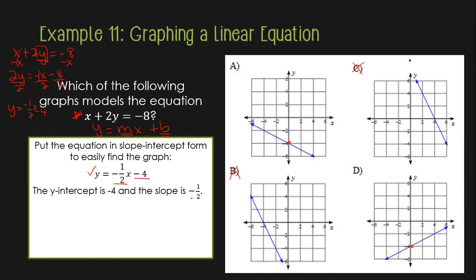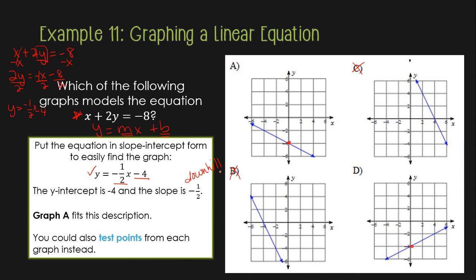But I can also look at my slope. It is negative, which means I'm going to go downhill. So if we look here, the one that goes downhill is choice A. From left to right, I'm decreasing, where D would have been a positive slope. So A is my correct answer.